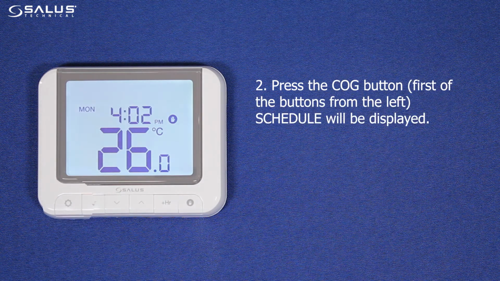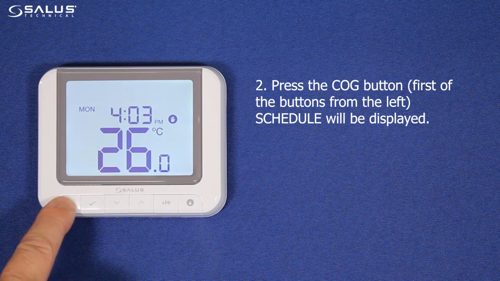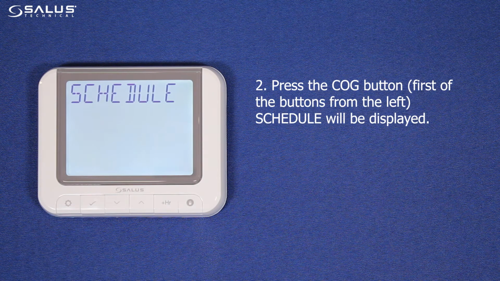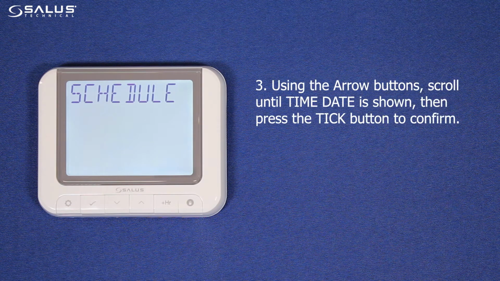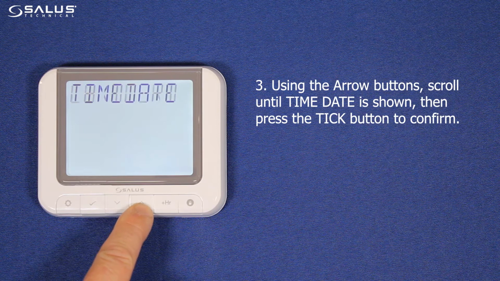2. Press the cog button, first of the buttons from the left. Schedule will be displayed on the screen. 3. Using the arrow buttons, scroll until time date is shown, then press the tick button to confirm.